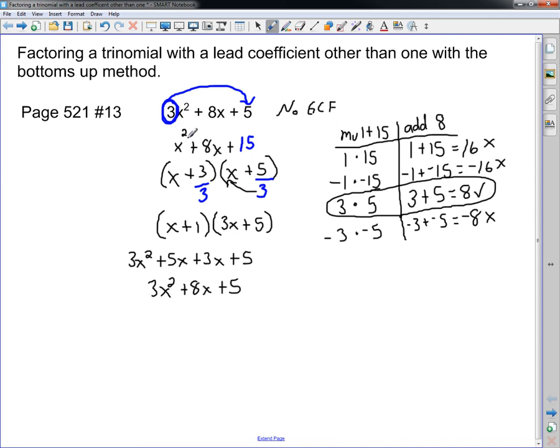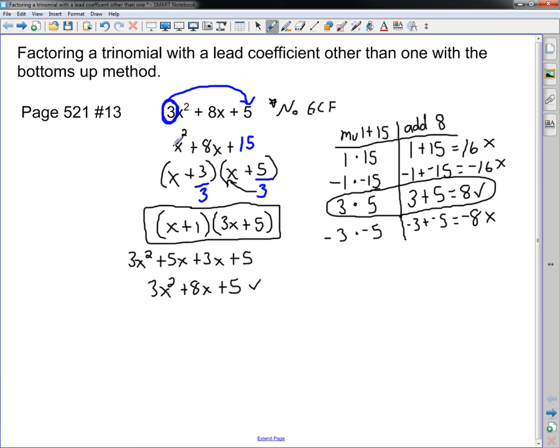Check back to my original. Looks good. So my factored form is x plus 1 times 3x plus 5. And the order doesn't matter. If you have 3x plus 5 times x plus 1, it would also be considered correct. Okay. So this is the bottoms up method, one of the methods that works. You just really want to be careful that you check for GCF first.